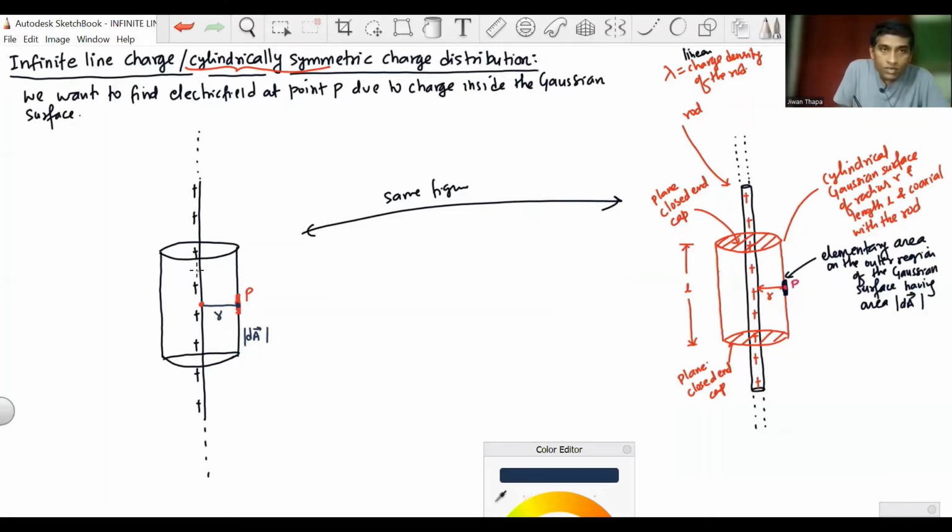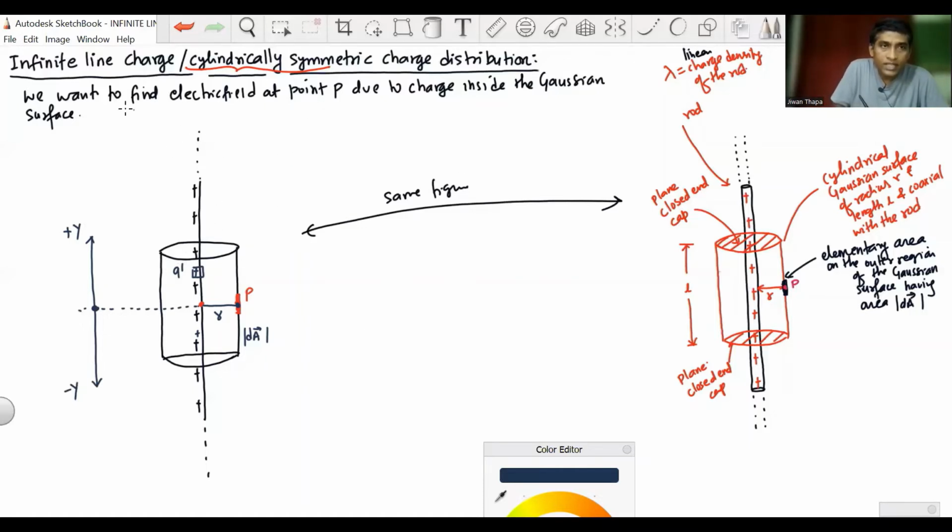Now let us take a charge element, Q dash. So we can think in this way. Let's understand with reference to the axis. So we take the vertical direction as positive y and the vertically downward direction as negative y. Okay, so we have this.